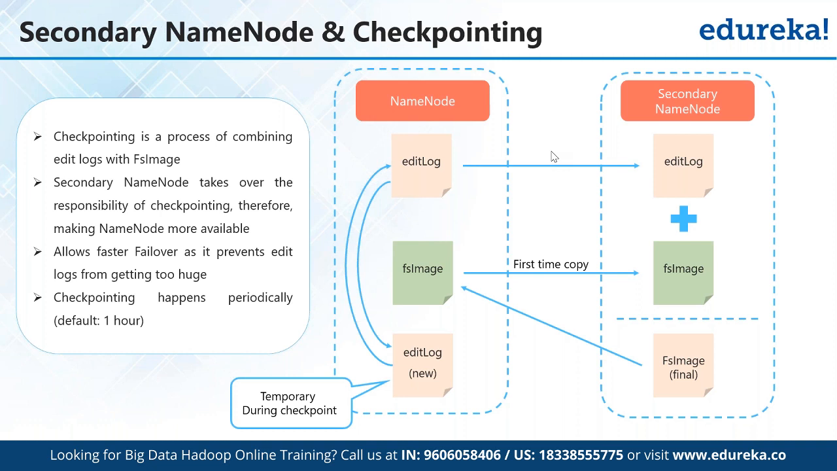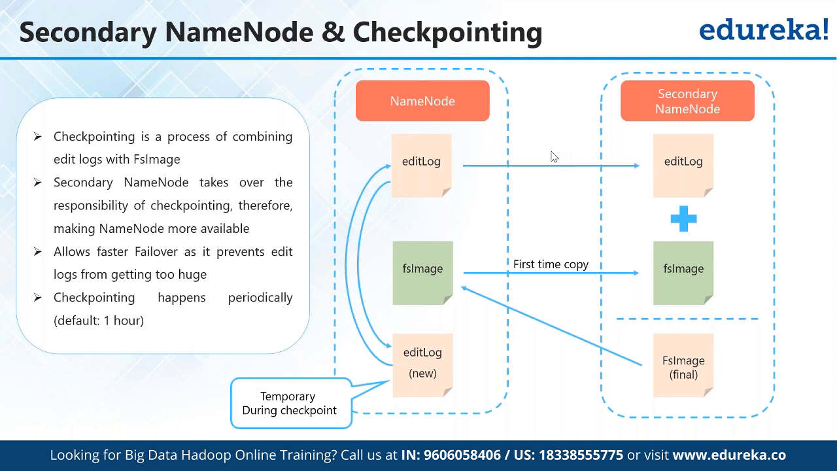I have edited a few files, removed a few files, accessed a few files, changed names of files, etc. What will happen is it will get accumulated in the edit log, and then the secondary name node periodically, like every 1 hour by default, will take the fs image and edit log from the name node, merge the two together and put it back into the name node.